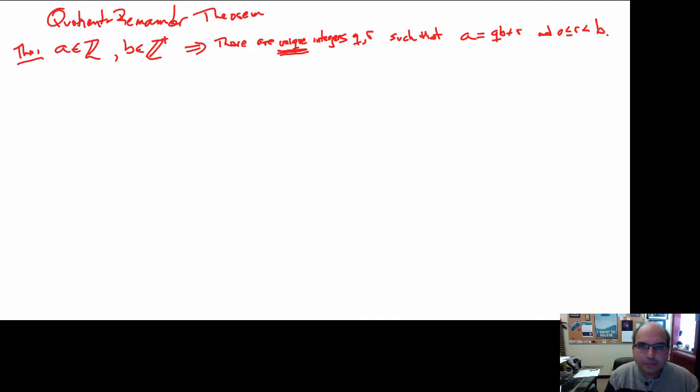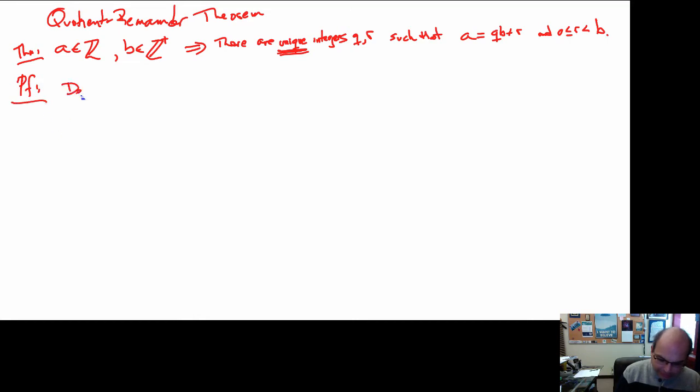Okay, so I want to now prove the quotient remainder theorem, and I've written here the salient facts. A is an integer, B is a positive integer, and we should be able to find unique integers Q and R to have this property: A is equal to Q times B plus R, and R is in the range from 0 to B, not including B. The entire proof is going to be based on this very specific set.